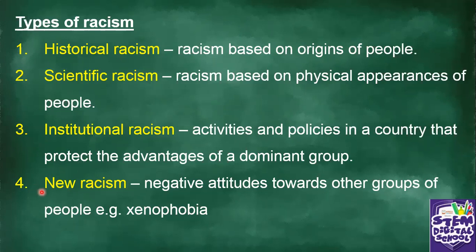Number four, new racism. Negative attitudes towards other groups of people. This racism is a new form of racism. For example, xenophobia. When you've got negative attitudes towards a certain group of people in a community, like xenophobia, the fear of foreign people, those people who come from other countries. These are the types of racism that we looked at today: historical racism, scientific racism, institutional racism, new racism.